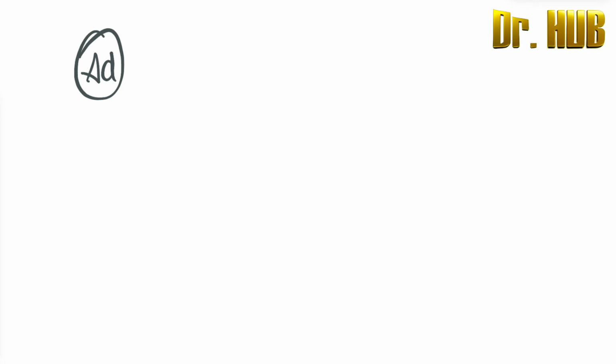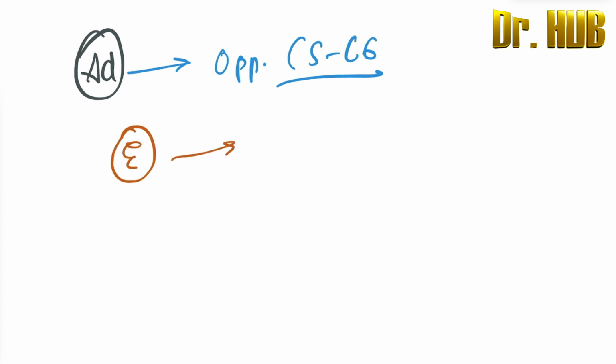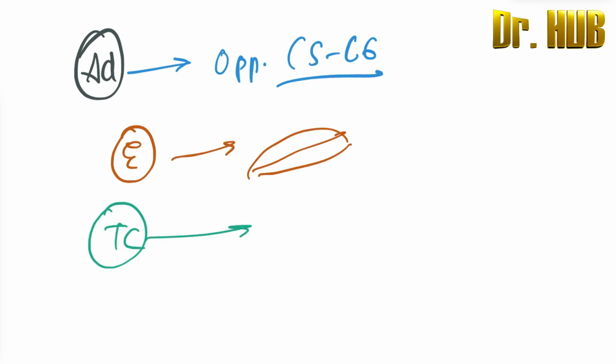So here in terms of adults, it is going to be opposite to C5 and C6. Next we look at the epiglottis. Epiglottis in adults is going to be leaf shaped. And the thyroid cartilage is going to be angulated.